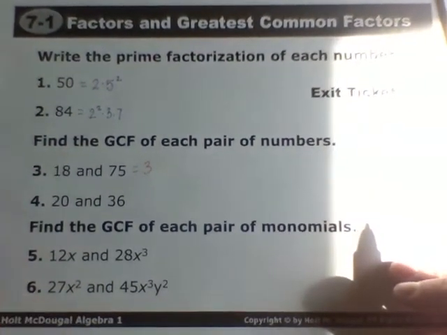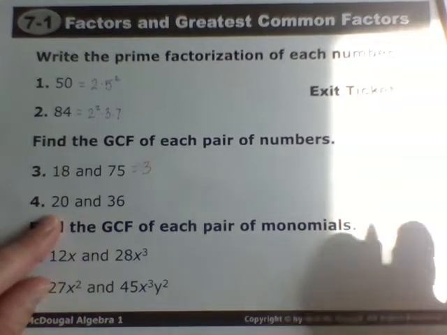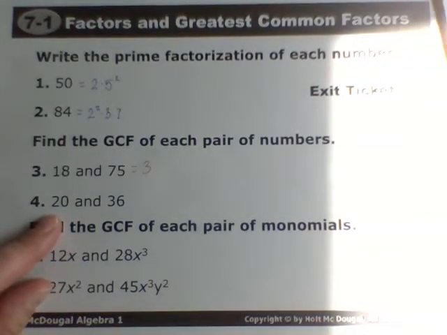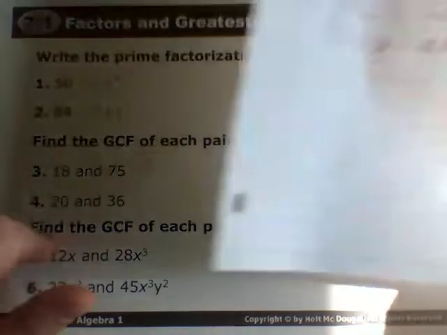All right. So then we're going to use the other method for number 4. So number 4, we're looking for the GCF of 20 and 36.